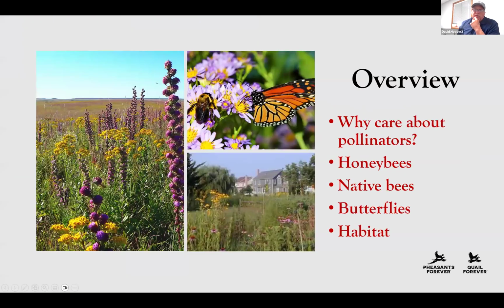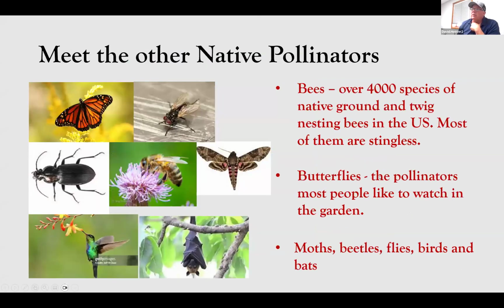So, just a brief overview. Why should we care about pollinators? We'll talk about honeybees, which are probably the most thought of pollinator by most people. Particularly, we'll go into the native bees and butterflies, and sprinkled throughout, we'll talk about some of the habitat, and it's really pretty basic when you think about it. Our other speakers will go into a little more detail about how to create it and how to maintain it.